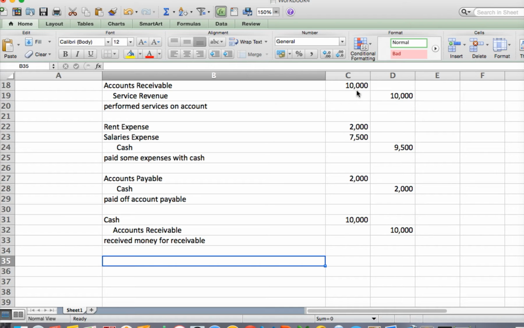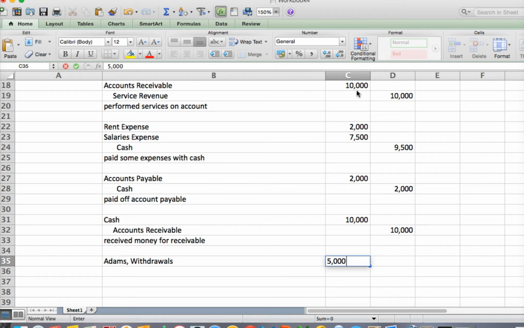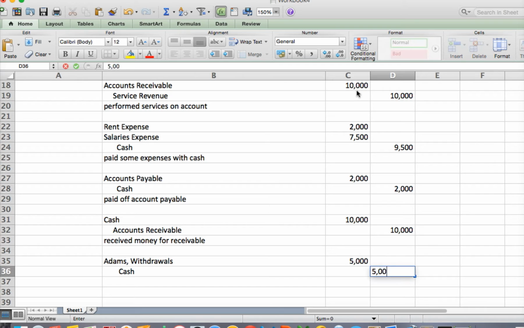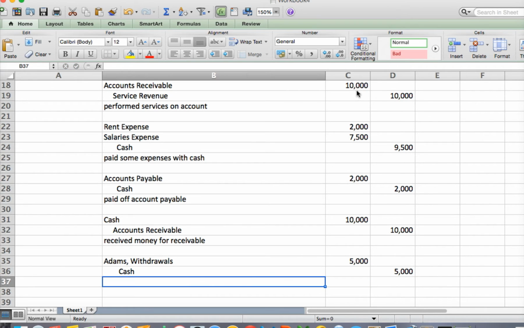Now the owner says, okay, the company's doing well, but I need some spending money, so the owner is going to withdraw $5,000 cash. We said this was Adams. So we have a debit to Adams withdrawals, and Adams is withdrawing cash, so we have a credit to cash. So asset, the left side of the basic accounting equation, goes down. Owner's withdrawals cause the owner's equity to also go down.